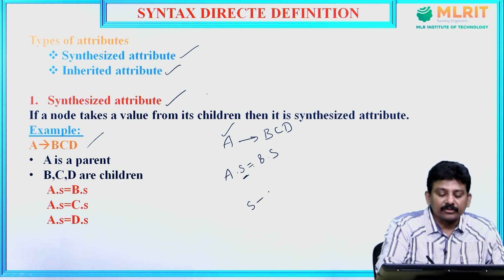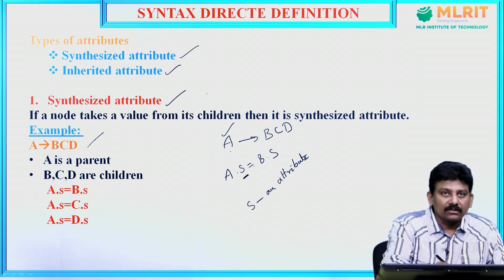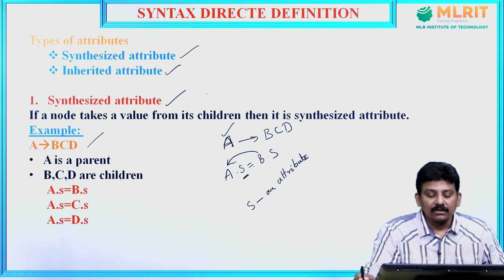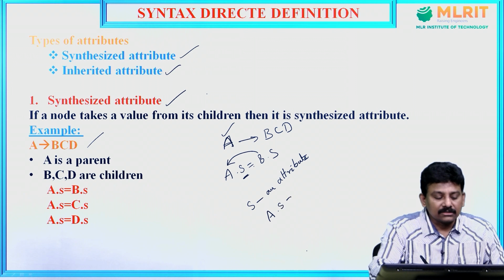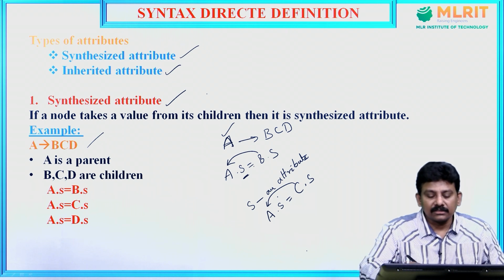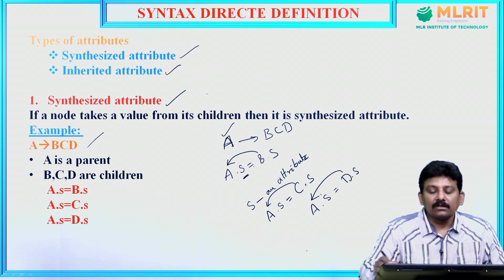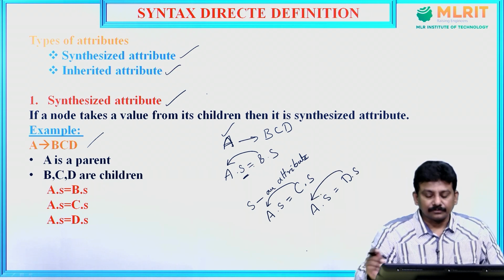S is an attribute, a synthesized attribute. Why is it synthesized? Because B is the child of the node and A is the parent, so A is taking value from B. And also A.S equals C.S. C is the child, A is the parent, so we are getting the value from children. Like that, A.S equals D.S. S is the synthesized attribute.